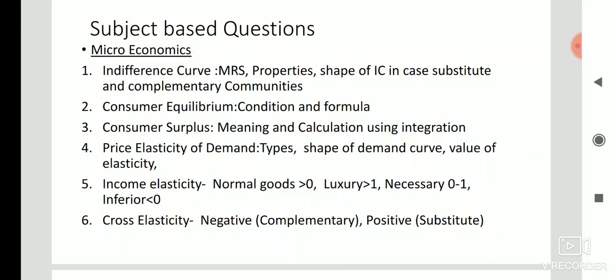Related means the two commodities may either be complementary or substitutes of each other. If the sign of cross elasticity is negative, the two commodities are complementary to each other. And if the sign or value of cross elasticity is positive, the two commodities are substitutes of each other. Negative cross elasticity means complementary, positive cross elasticity means substitute.